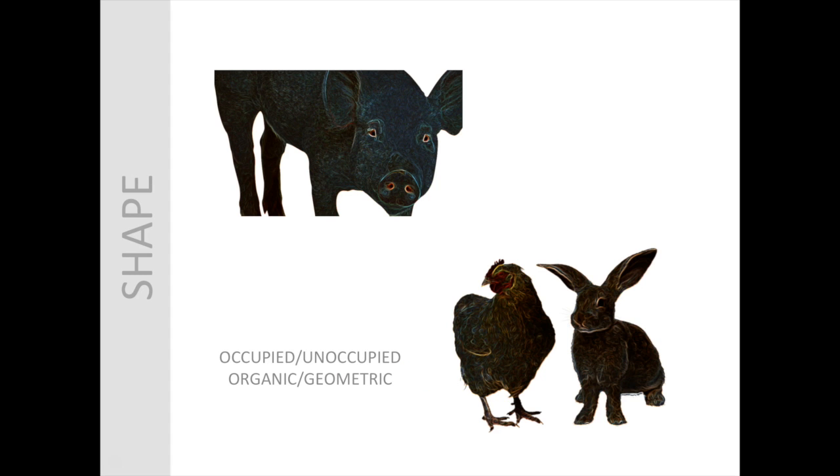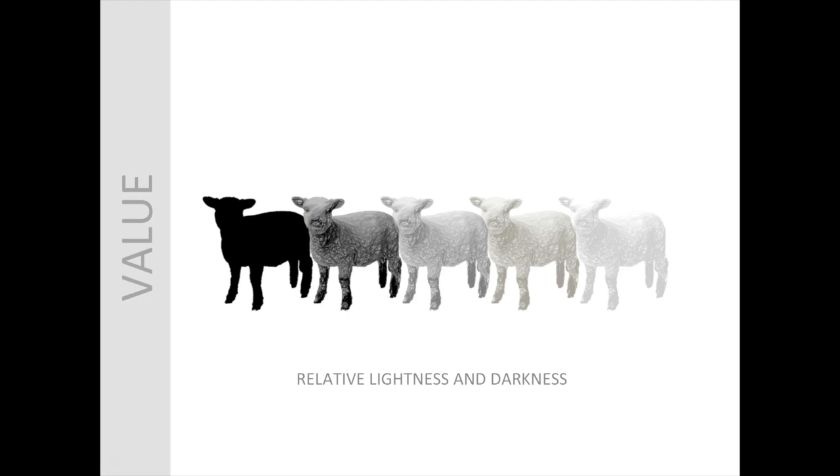Shape is a way to unify an image, and you can think about it in terms of, again, the organic or geometric form that it makes, and also think about occupied or unoccupied space, sometimes referred to as negative shape. When we talk about value, we're talking about the relative lightness or darkness of an image.